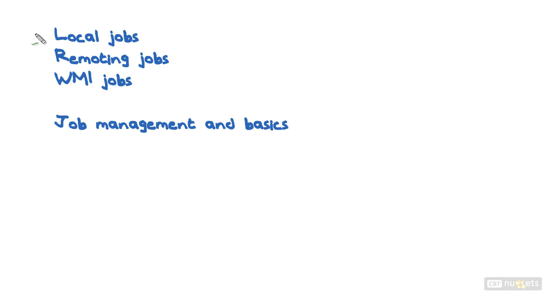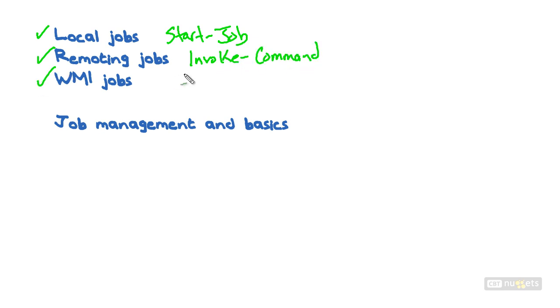So there you have it, the commands to start local jobs. That was start job. Remoting-based job used good old invoke command. And of course, WMI jobs using get WMI object. I also covered all the different job commands, starting them, stopping, waiting, and so on, and covered some of the basic infrastructure for the job system.